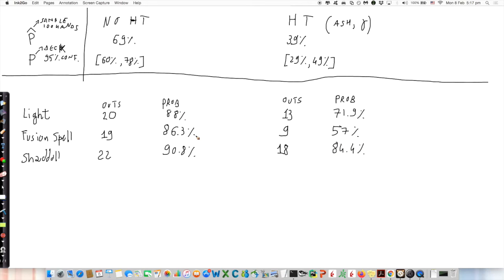Okay, so let's summarize. First step is to count outs when no hand trap and when hand traps, okay? Then we convert with the hypergeometric calculator the outs into probability. And then what is the next step? Well, this is a simplification, but the idea is this. Since we want these and these and these, we need to multiply the probability to get the probability of making construct. Okay? We need to multiply these three numbers.